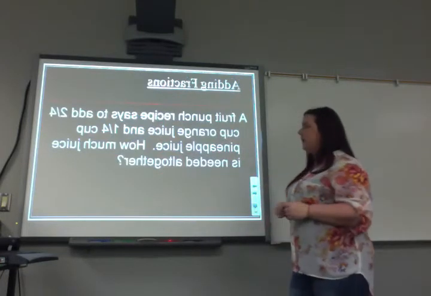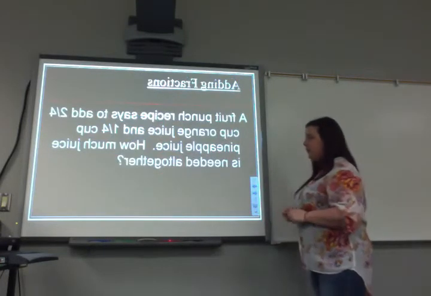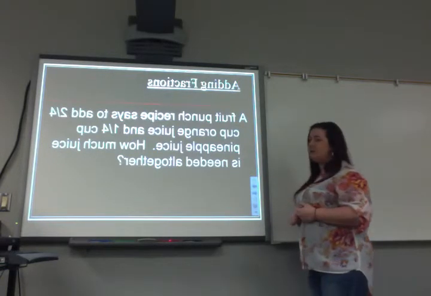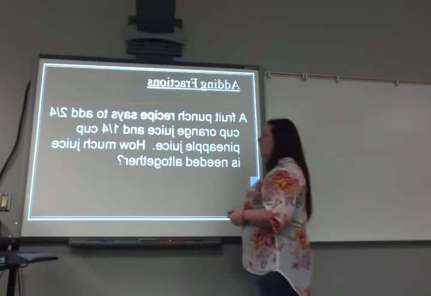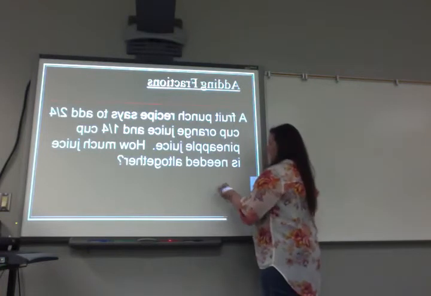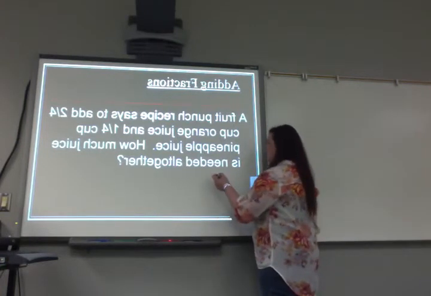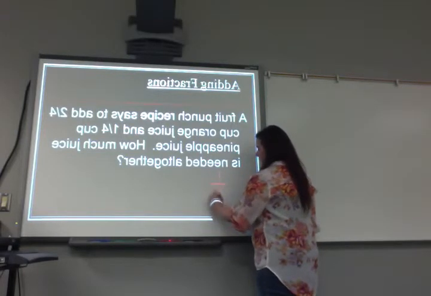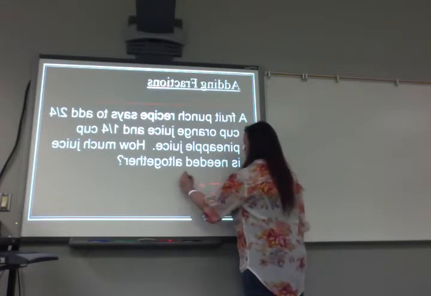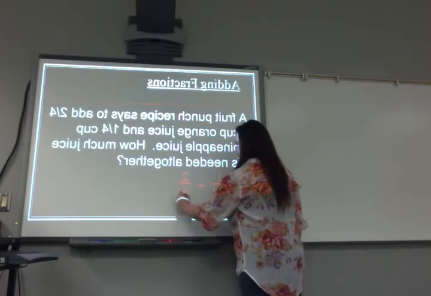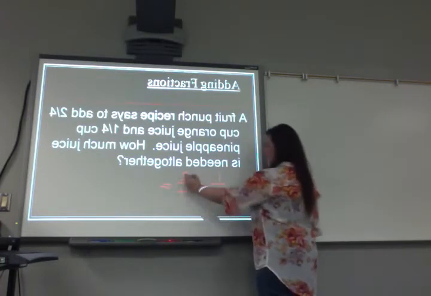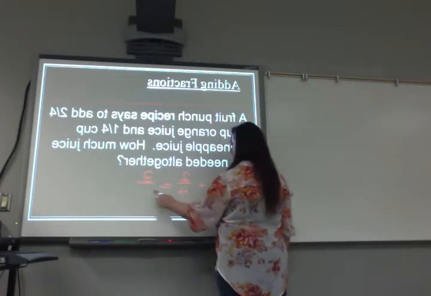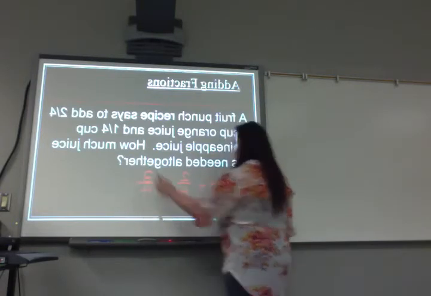So a fruit punch recipe says to add 2/4 a cup of orange juice and 1/4 a cup of orange juice. How much juice is needed altogether? When we add fractions, as long as they have like denominators, you can just add directly across. So we're going to write them like this: 1/4 plus 2/4 equals, and you just add the top part together, be 3, and the denominator stays the same, so 3/4.